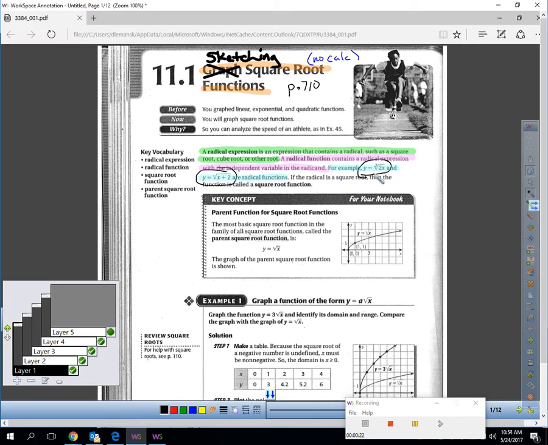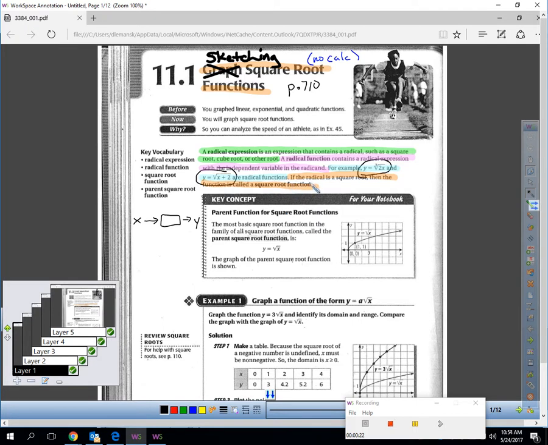So in other words, this gets us back to early in the year. You're going to take a value for x, plug it in the function box, and it's going to produce an output of y. What this is saying is the x value, what you're plugging in, is going to go inside the radical. That's what makes it a radical function.